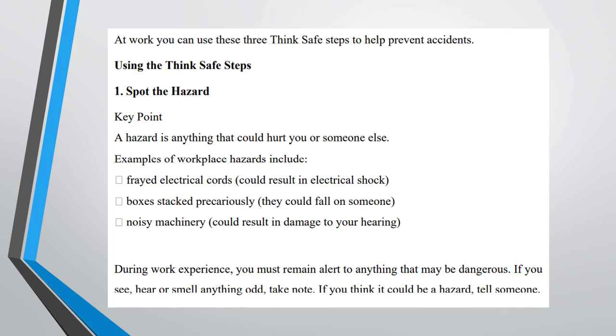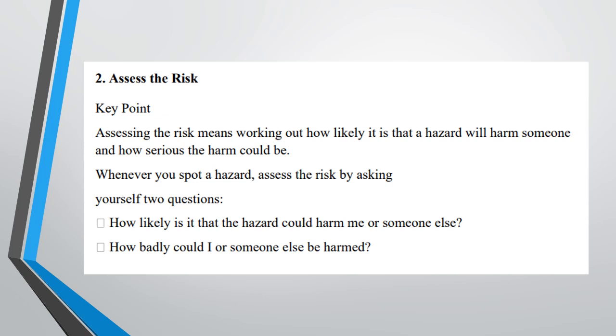During work experience, you must remain alert to anything that may be dangerous. If you see, hear, or smell anything odd, take note. If you think it could be a hazard, tell someone. Assess the risk. Key points. So, assessing the risk means working out how likely it is the hazard will harm someone and how serious the harm could be. So, whenever you spot a hazard, assess the risk by asking yourself 2 questions. Number 1, how likely is it that the hazard could harm me or someone else? And number 2, how badly could I or someone else be harmed?